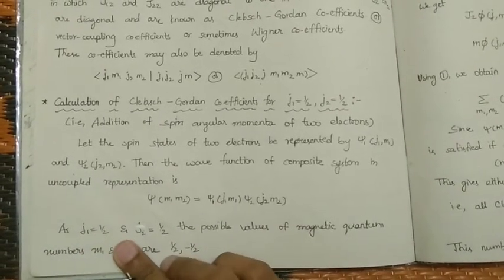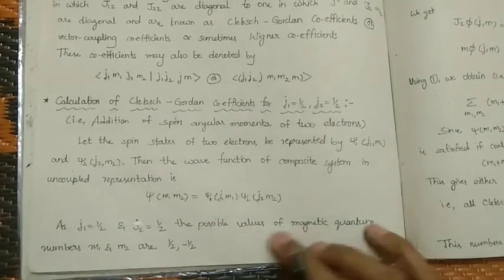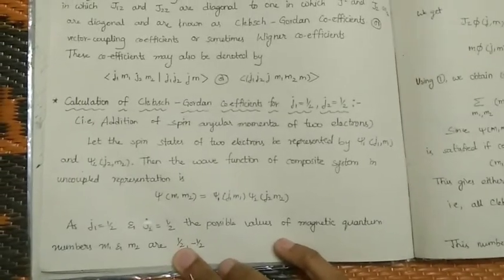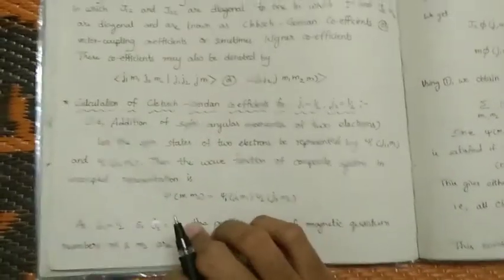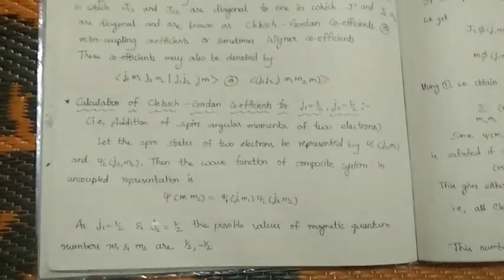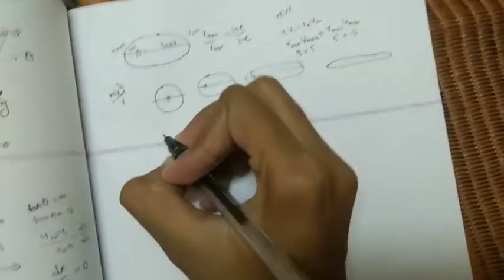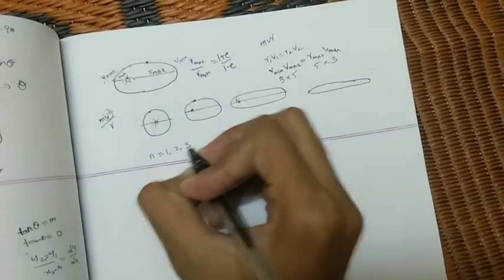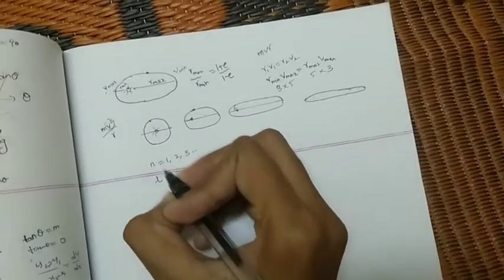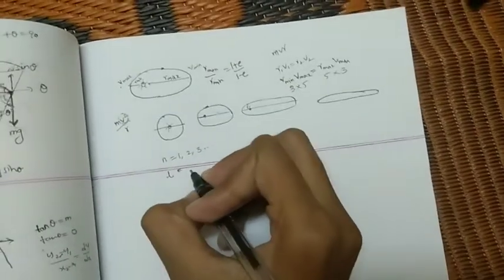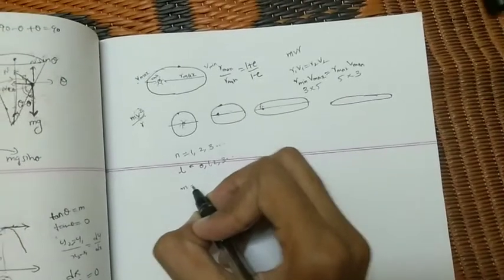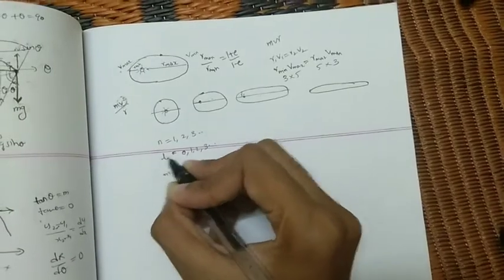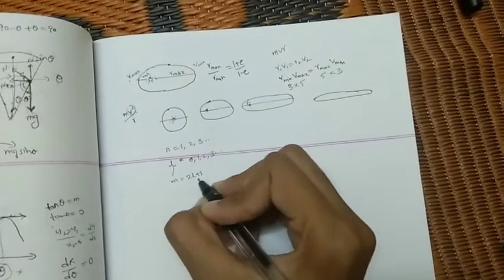As j1 equals half and j2 equals half, the possible values of magnetic quantum numbers m1 and m2 are as follows. We know that for n we have values 1, 2, 3 and so on, that is the principal quantum number, and the azimuthal quantum number starts from 0, 1, 2, 3 and so on, and the magnetic quantum number has 2l plus 1 values.